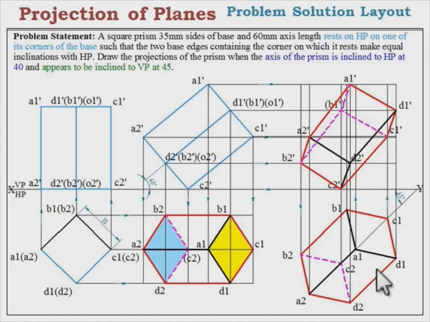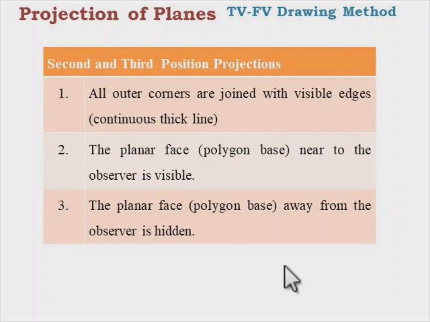The longitudinal edges A1, A2 and C1, C2, they are part of the boundary lines. So they are marked in continuous thick line. The edges D1, D2 are near to the observer, so it is drawn using continuous thick line. The edge B1, B2 is away from the observer, it is drawn with dashed thick line. This is the summary of method to draw top and front view in second and third positions.